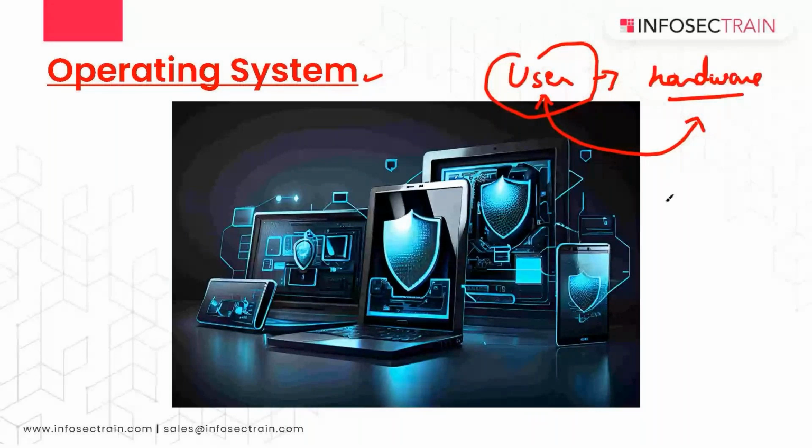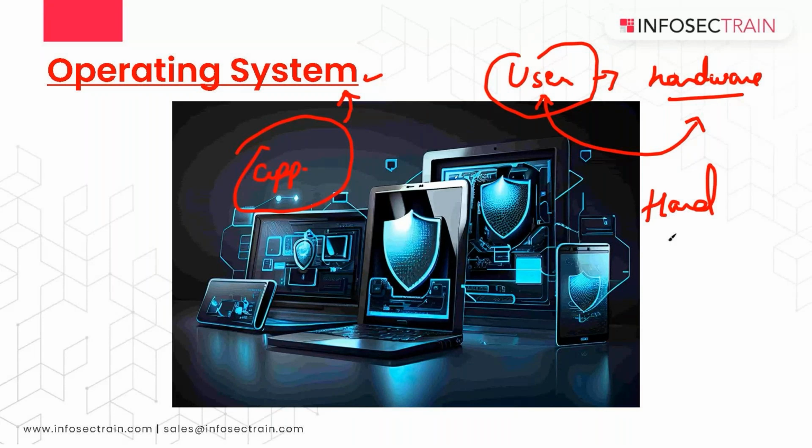Let's say we are trying to open an application. That happens over our operating system. This operating system helps us to perform our tasks in a convenient and more efficient way. So inside the operating system, what do we have? We have hardware and we have software.